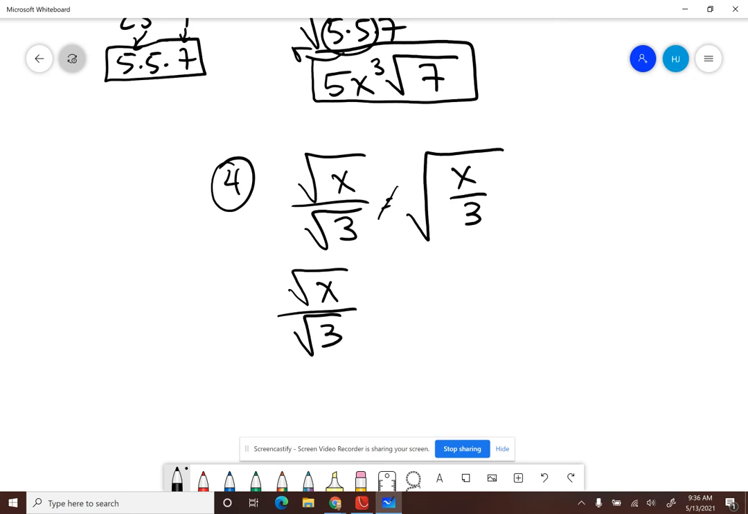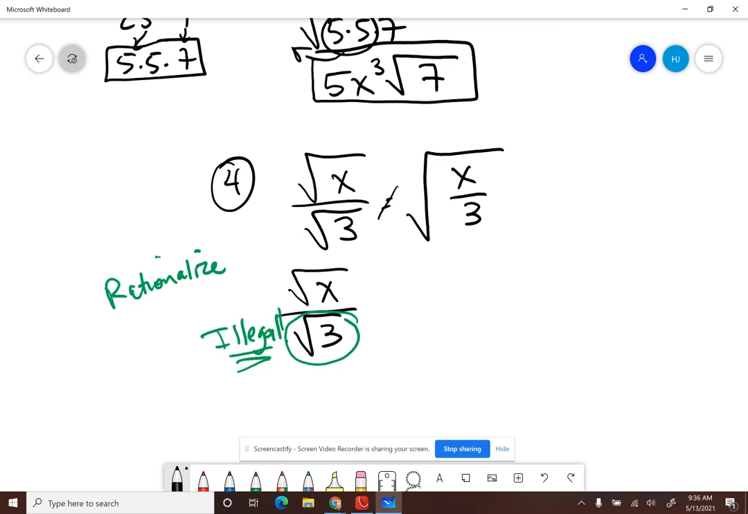So I'm going to go ahead and just go back to my original problem, square root of x over square root of 3. And here's what I want you to understand: it is absolutely, totally, 100% illegal, all right, for me to have a radical on the bottom. I cannot have a radical on the bottom. And so in order to get rid of this, I have to do something called rationalize. I have to rationalize this square root of 3.